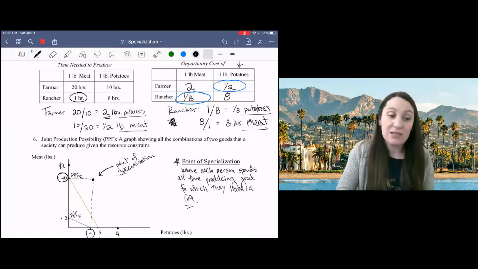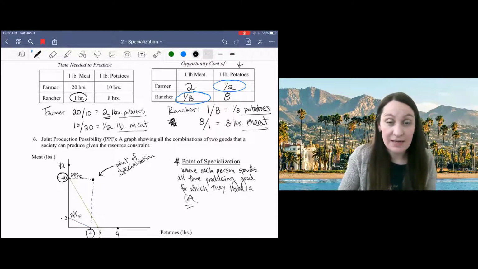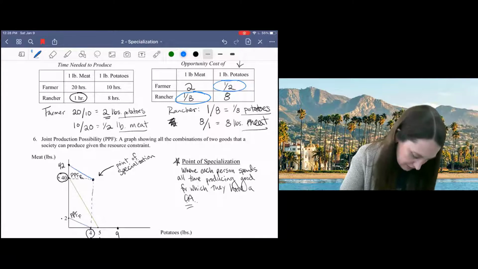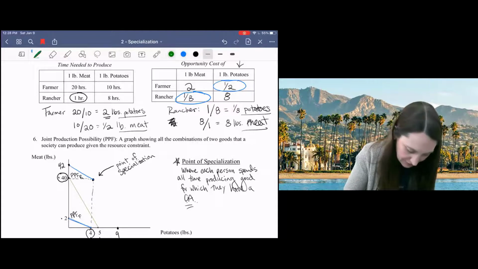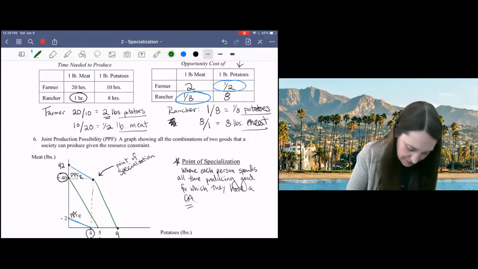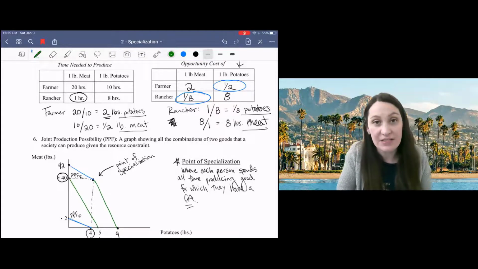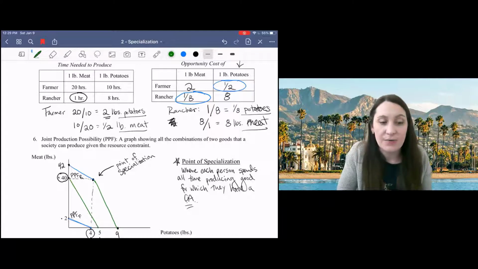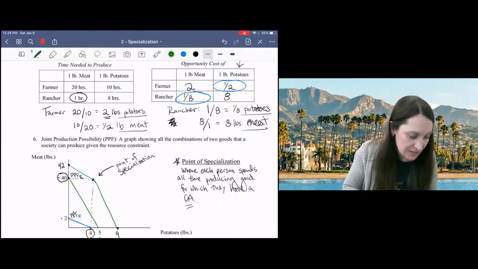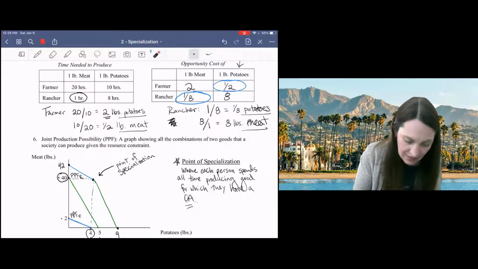Now, connecting these 3 points gives us the joint production possibility frontier, which really is a joining of our 2 individual production possibility frontiers. And you can see that because the farmer's production possibility frontier is here, and the rancher's production possibility frontier is here. We've joined them together, but we've joined them together in a very specific way where each person specializes according to comparative advantage.